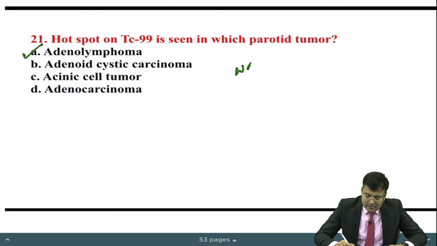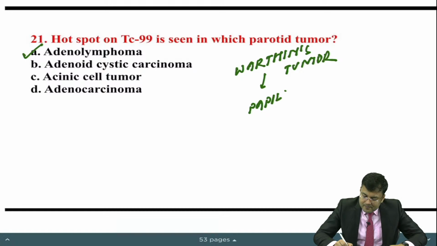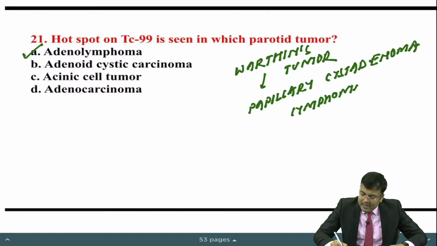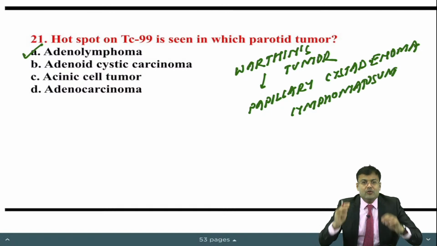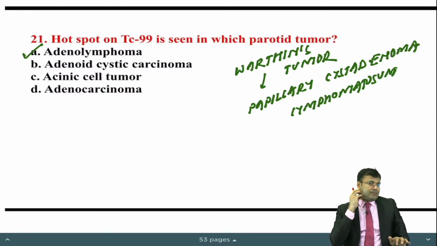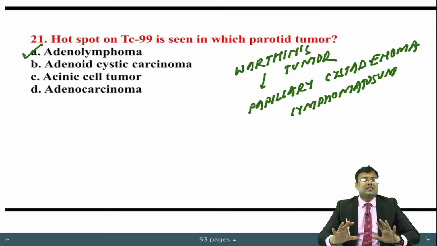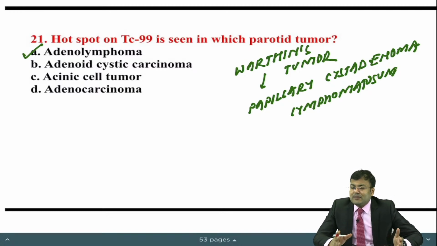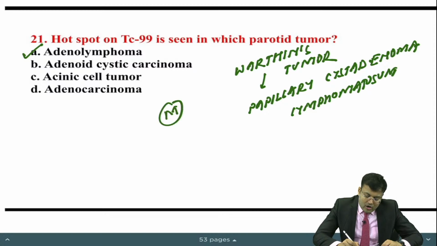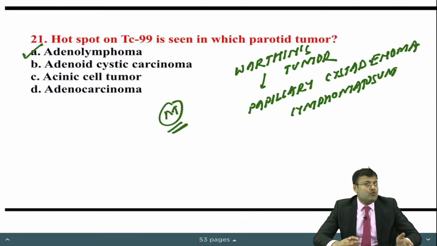This tumor is known as Wardin's tumor. It is also known as papillary cystadenoma lymphomatosum. And what is the other name? This is also known as adenolymphoma. It is exclusively seen in parotid gland. Exclusively, this is a benign tumor. In 10% cases, it is bilateral. It is more common in male. See, all salivary gland tumors are more common in females except Wardin's tumor. It is more common in males.